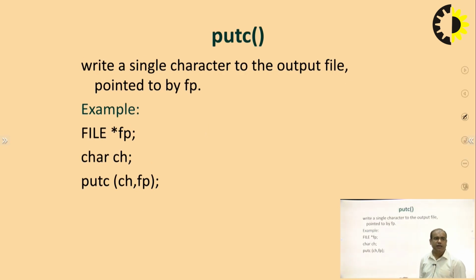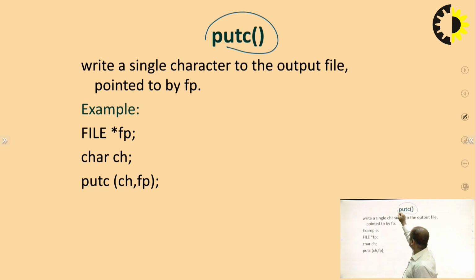Next is putc, which writes a single character to the output file pointed to by fp. If we want to write a single character to the output file, what do we use? We use putc. So putc with the file pointer, we are defining the file pointer. After that, the character type variable ch is defined. Next putc writes the variable value to that particular file.